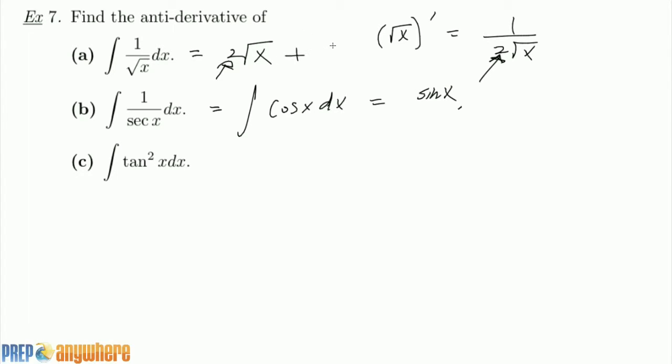At the end, you need to say there could be a constant at the end. Because what's the derivative of a constant? 0. Yeah, so there might be a constant. You cannot say there isn't going to be one.